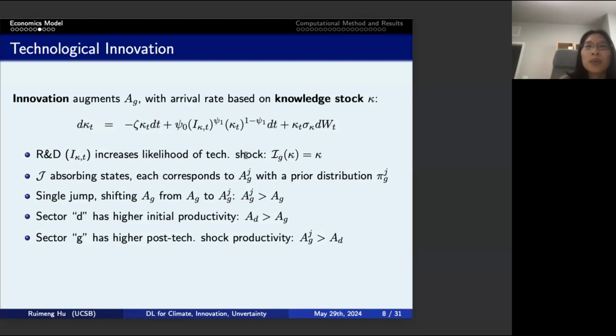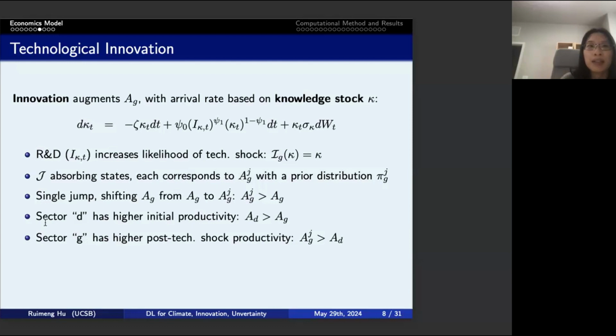And the technology shock, what was the purpose of this technology shock? First of all, it's a single jump, so it only happens once. When it happens, it will shift the productivity of the green capital to a higher level. So you go from AG, which is the productivity of the green capital initially, to something we denote by AGJ. This is also something that we do not know a priori, so we model it also using a gem process with J absorbing states. Each state corresponds to a different AGJ and is given a prior distribution pi GJ.